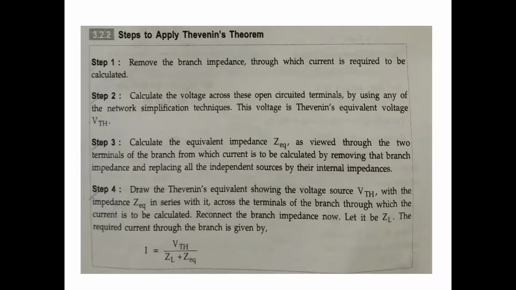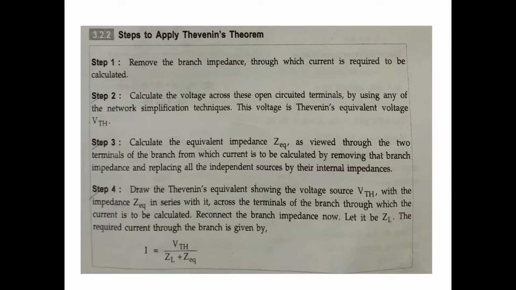Step number 2, calculate the voltage across these open circuit terminals using any of the network simplification techniques. This voltage is Thevenin's equivalent voltage. You can use any method to reduce the circuit, just to find VTH, that is the open circuit voltage.